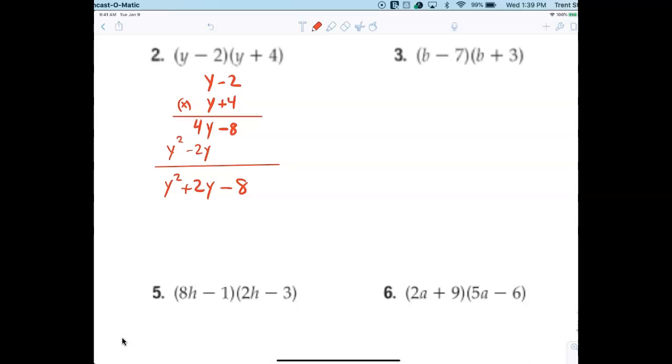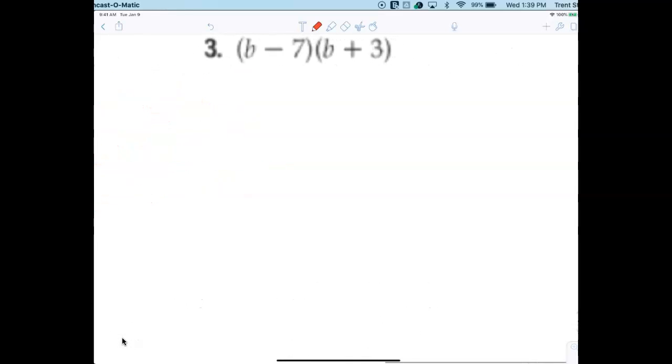All right, here we go. I told you it's easy. Let's knock out number 3. What I want to do now is I'm going to put b minus 7 times b plus 3. You've got 30 seconds. Let's see if you know what you're doing. 30 seconds. Go. Twenty more seconds. 10 seconds.